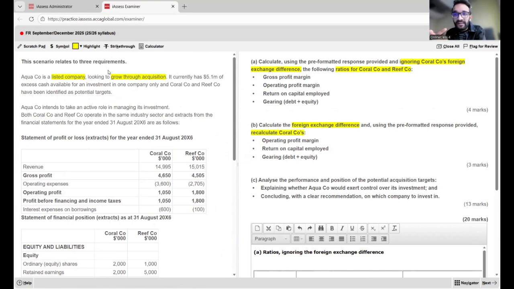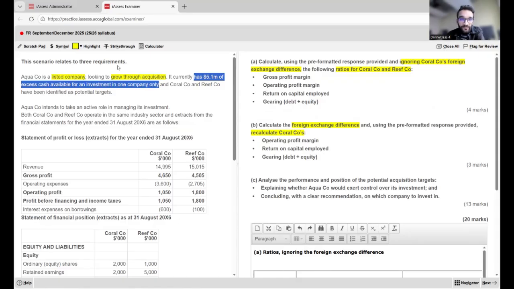So we, as financial analysts, might be advising them which company is best, which company they should invest in, according to the ratio analysis, according to the financial analysis, right? And there are other factors you can write as well. Currently, they have 5.1 million excess cash available for investment in one company only. They do not want to invest in both.